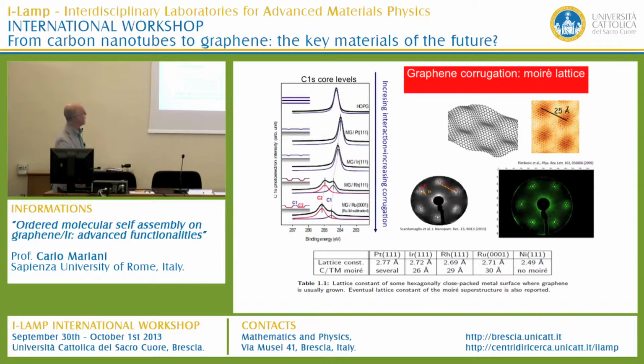Why do they have this different configuration? It has been shown that depending on the metal substrate where you prepare graphene by chemical vapor deposition, you have a different lattice constant and at the same time a different height of graphene with respect to the metal. So the misfit in lattice constant determines the well-known moiré effect.